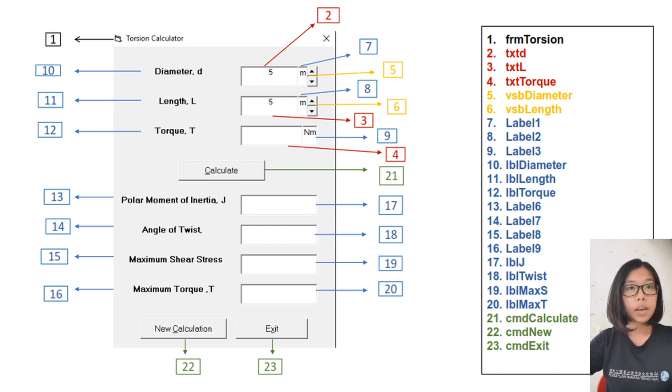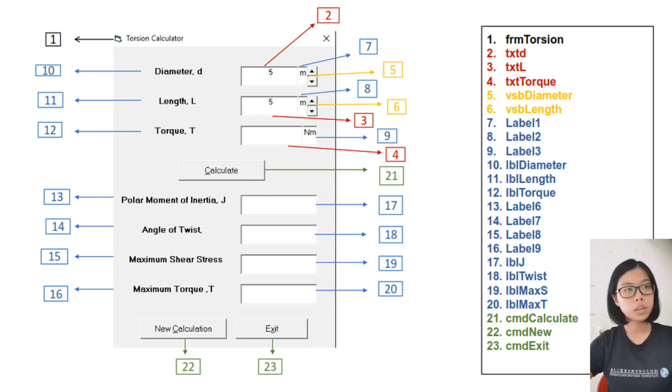Numbers 7, 8, and 9 are our label boxes with the names Label 1, 2, and 3, used to put the units of the diameter, length, and torque. Numbers 10, 11, and 12 are also label boxes, used to put the diameter, length, and torque values, with the names LBL Diameter, LBL Length, and LBL Torque.